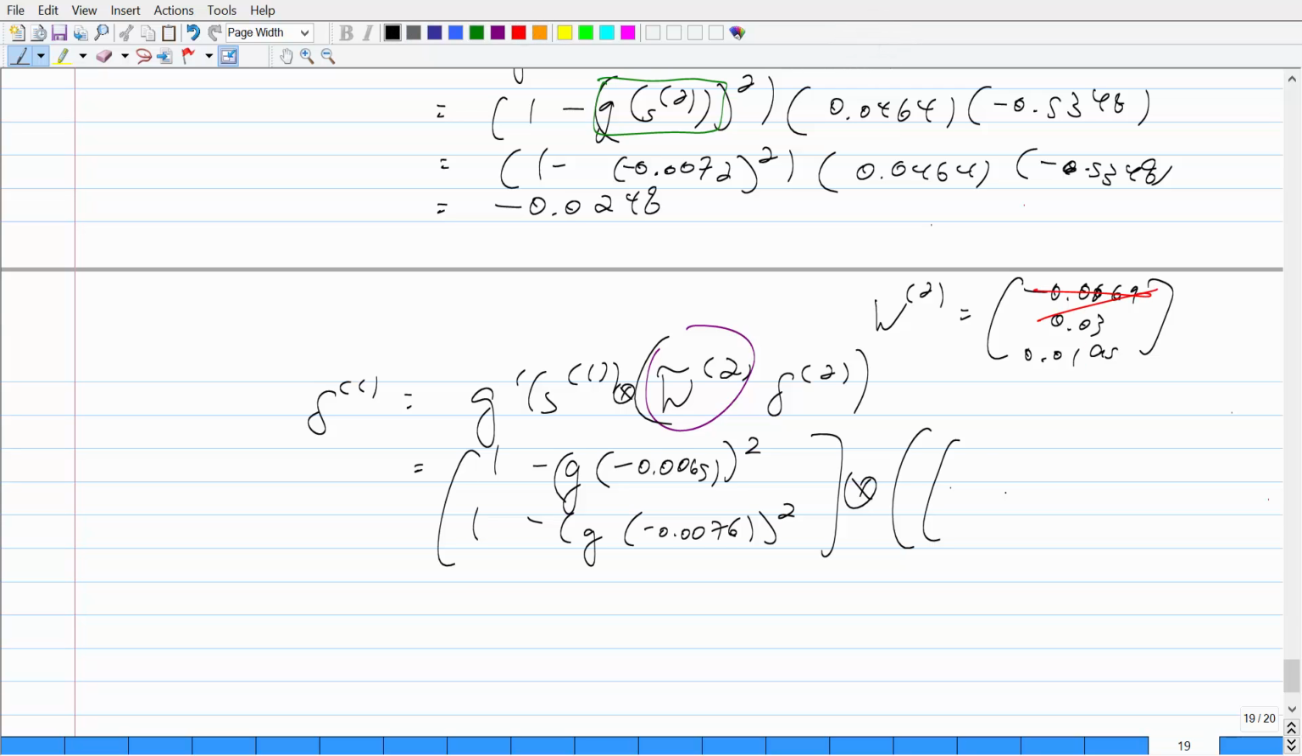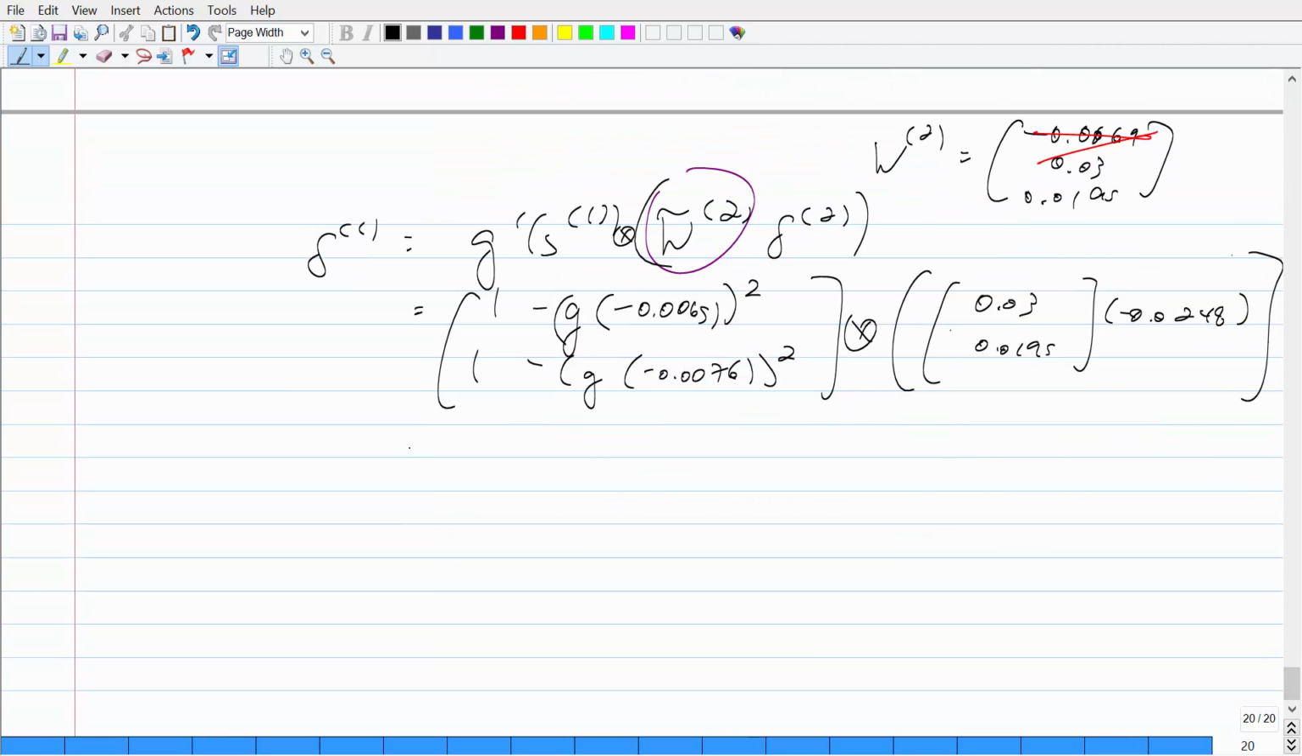Okay, this makes more sense. So you have 0.03, 0.0195. Multiply this by minus 0.0248. Okay, this makes sense. So now you have a 2 by 1 column vector. So when you multiply, and you put everything in here, the final matrix we get is again very small, and then minus 0.0005. Okay, so we need to calculate the error gradients now.